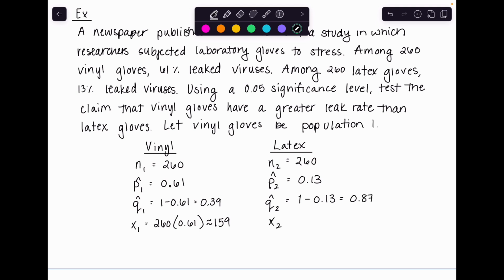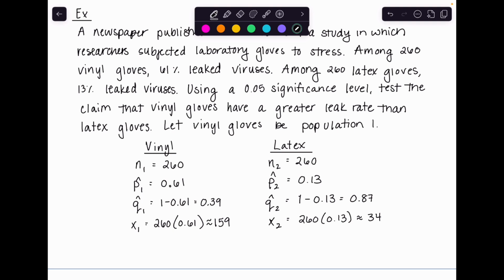And then we need X2 as well. So that's where I take the entire population and times it by 13%. And this gives me about 34 gloves out of 260 that leaked, which is fantastic because that's bigger than 5. So the amount of gloves that did not leak is around 230. So fantastic, that's greater than 5. And then you can assume the rest of the stuff is also holding true, okay?